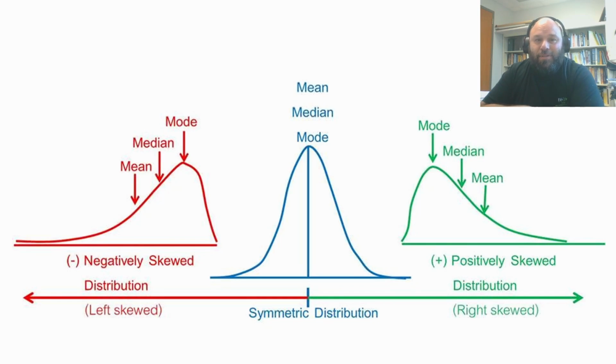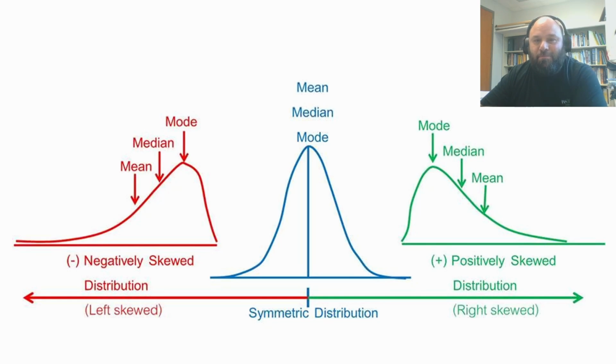Let's talk about how symmetry and skew impact the relationship between the median and the mean. So here are some sketches. I pulled these off a Google image search: a left skewed distribution on the left, a symmetric distribution in the middle, and a right skewed distribution on the right. You'll notice that some call left skewed distributions negatively skewed and right skewed positively skewed.